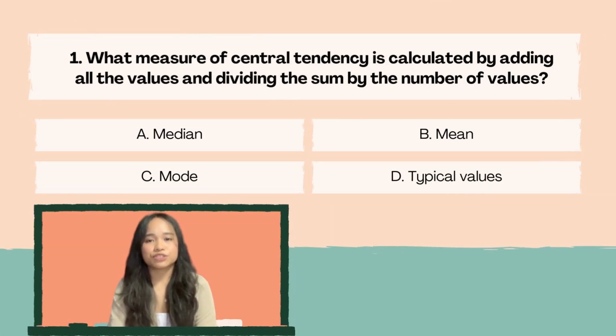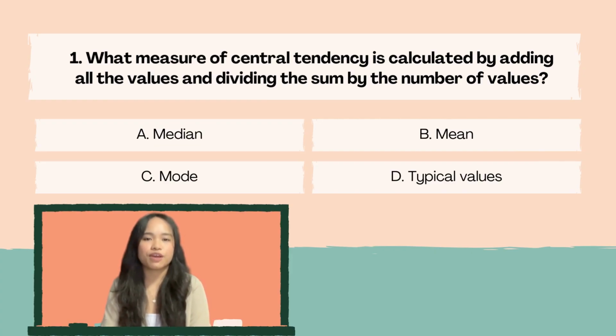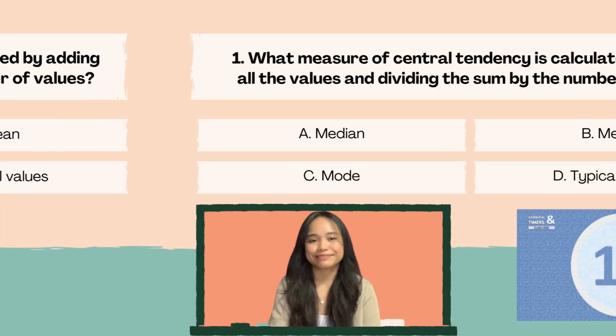For the first question, what measure of central tendency is calculated by adding all the values and dividing the sum by the number of values? A. Median, B. Mean, C. Mode, and D. Typical values. You have 15 seconds to answer.